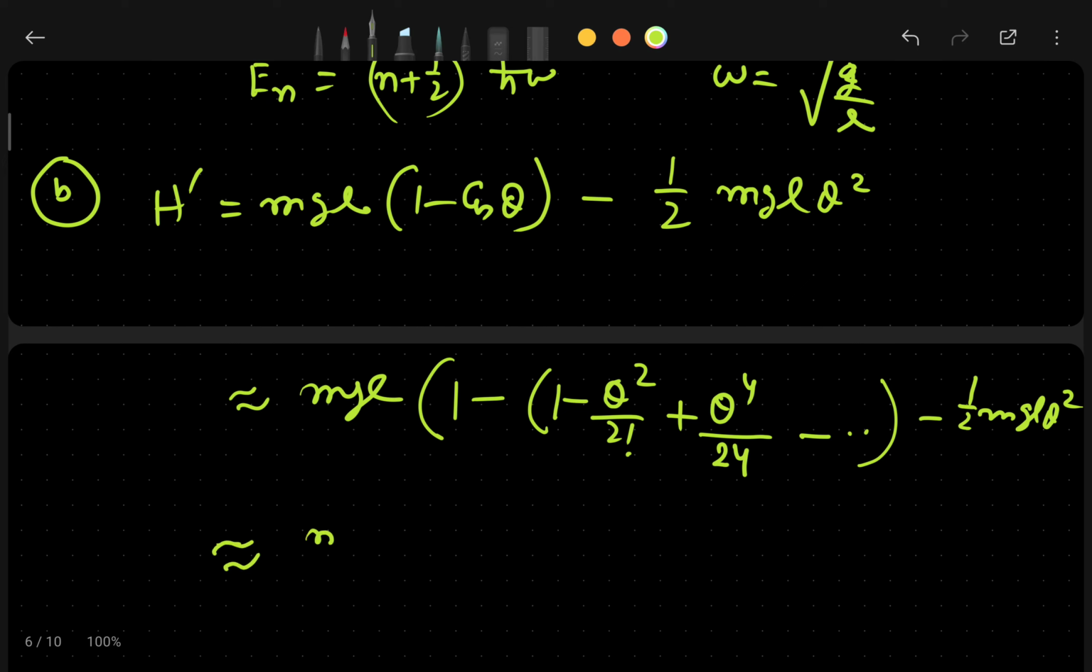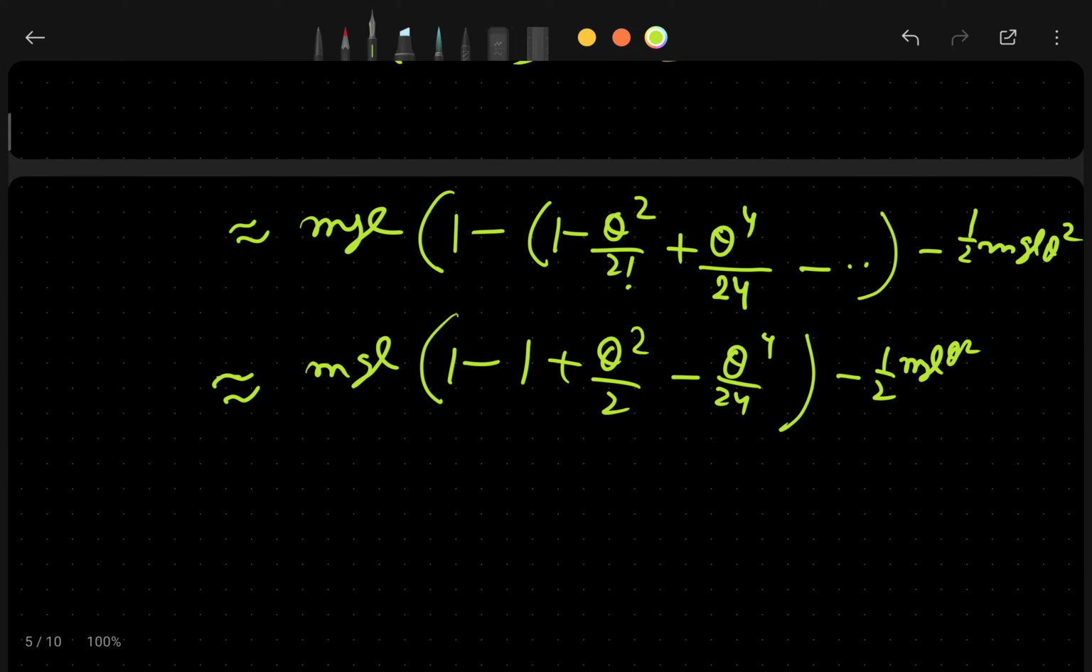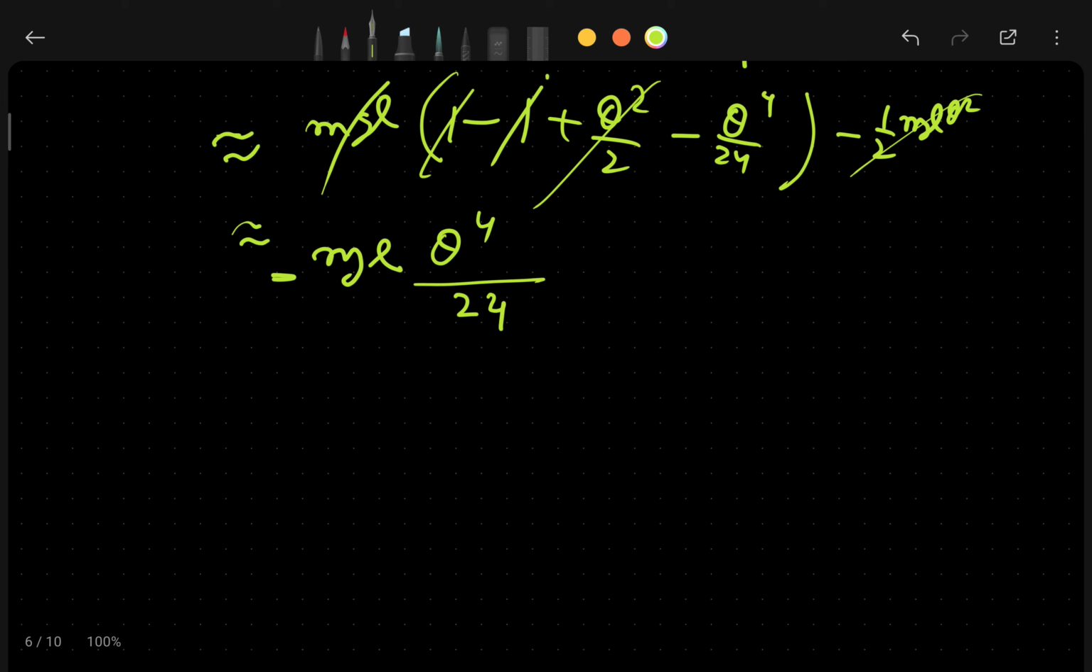So mgl(1 minus 1 plus theta squared by 2 minus theta to the power 4 by 24) minus 1 by 2 mgl theta squared. So the 1 cancels out, the theta squared terms cancel out, and we get mgl times minus theta to the power 4 divided by 24. With x equal to l theta, this can be written as minus 1 by 24 mg divided by l cubed times x to the power 4.